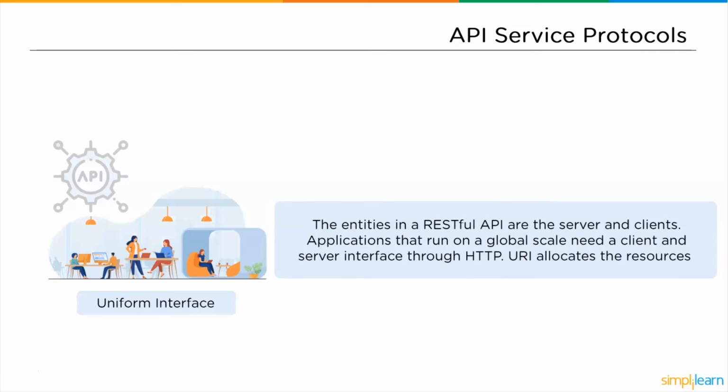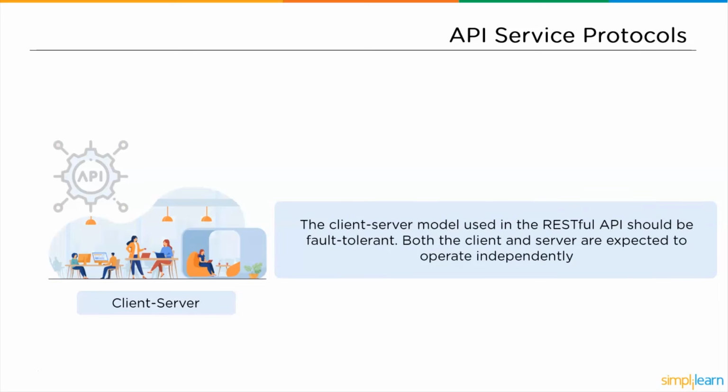Next we have the uniform interface. The entities in a RESTful API are server and clients. Applications that run on a global scale need a uniform client and server interface through Hypertext Transfer Protocol or HTTP, and Uniform Resource Identifiers, URI, will allocate the required resources.